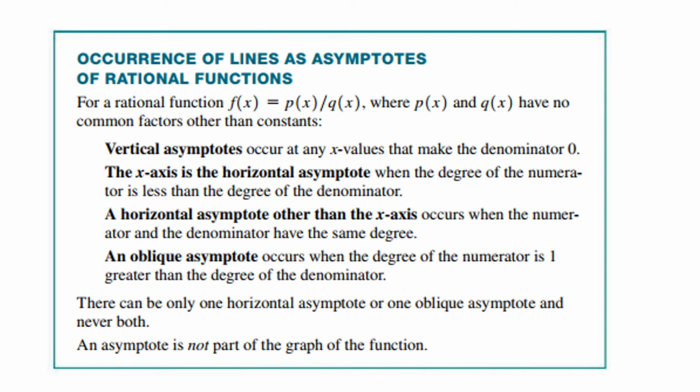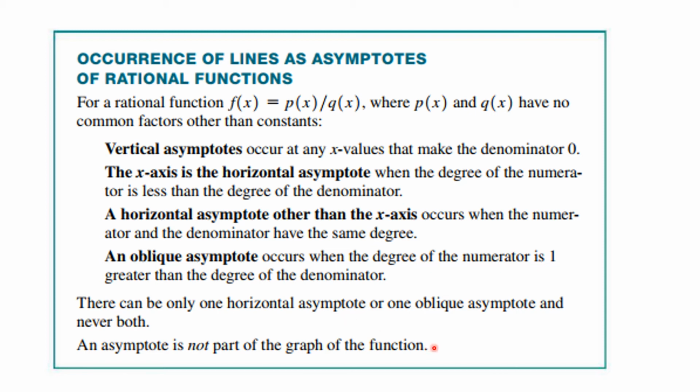Okay, this summarizes what we've learned about asymptotes. Vertical asymptotes occur at any value that makes the denominator equal to 0. The x-axis is the horizontal asymptote when the degree of the numerator is less than the degree of the denominator. A horizontal asymptote other than the x-axis occurs when the numerator and denominator have the same degree, and we have an oblique asymptote when the degree of the numerator is one more than the degree of the denominator. There can only be one horizontal asymptote or one oblique asymptote, but never both. Actually, that's a little bit not true. There actually could, in some functions, be two horizontal asymptotes, but apparently we're not going to have examples like that.